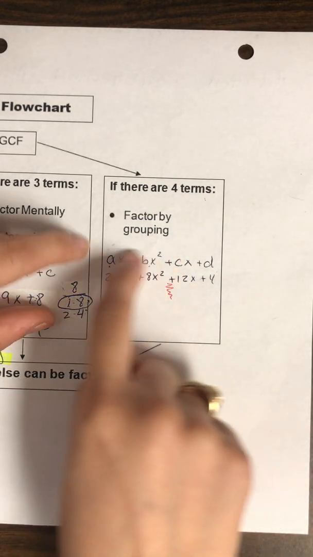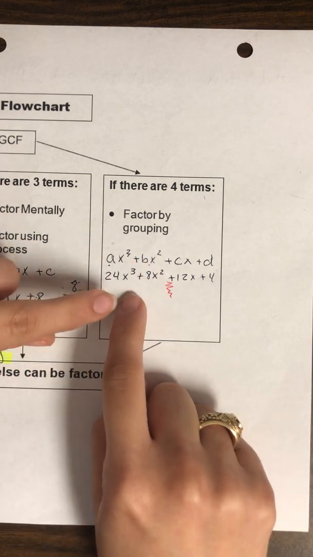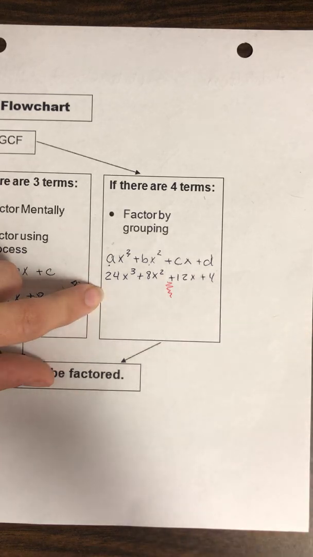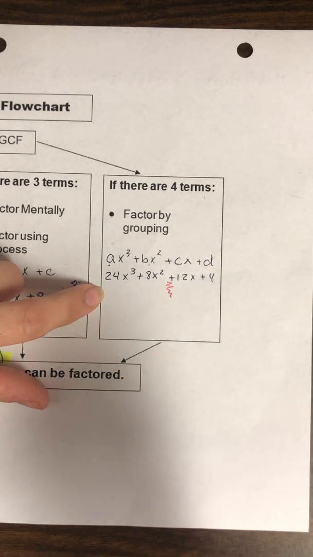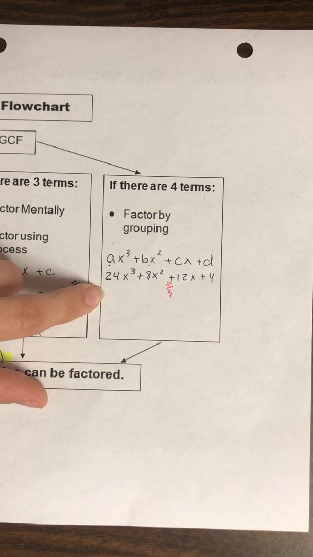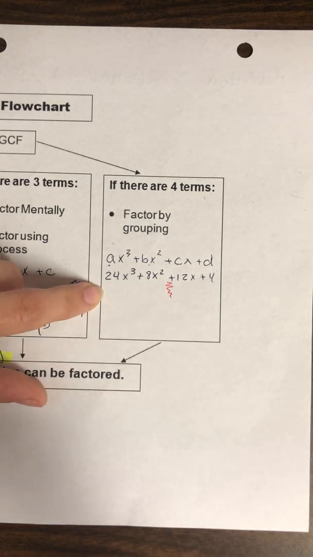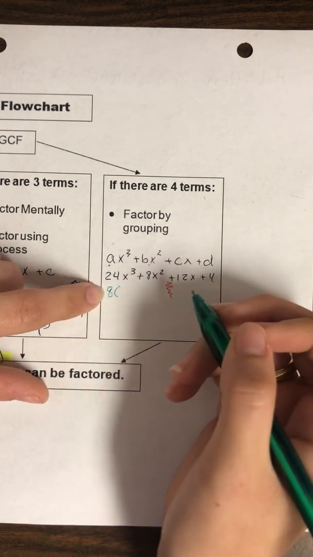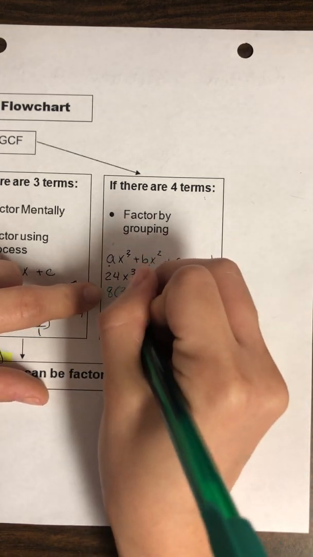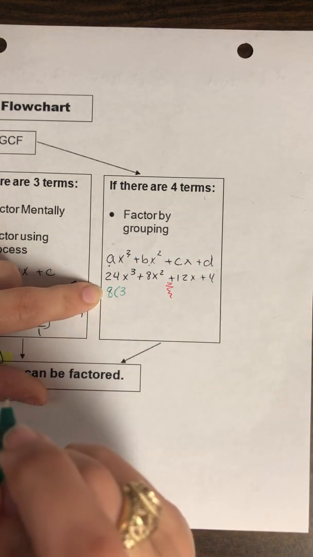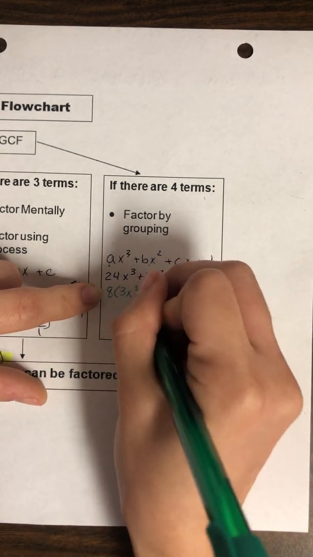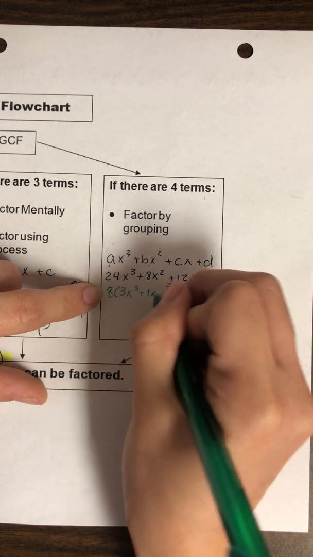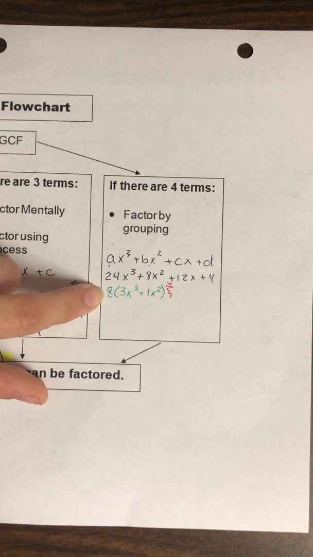Then I'm going to ask myself, on this side, what do they both have in common? Any x's, and are they both divisible by something? Let's start with numbers. What are they both divisible by? 8. So I'm going to pull out an 8. 24 divided by 8 is 3. I didn't mess with any of my x's, so I'm going to keep them there. 8 divided by 8 is 1, and I didn't mess with x's, so that's it.